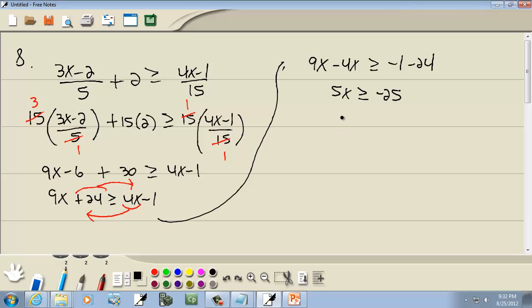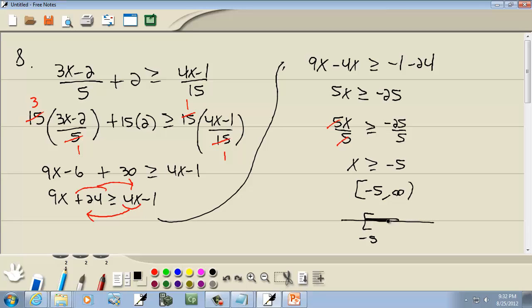Last step, divide both sides by the number in front of your x, which is a 5. Those 5's cancel. And we got x is greater than or equal to negative 5. Now it's going to positive infinity, and it's greater than or equal to, so it includes negative 5, so let's bracket, like that. And then bracket on negative 5, and shaded to positive infinity, which is to the right.